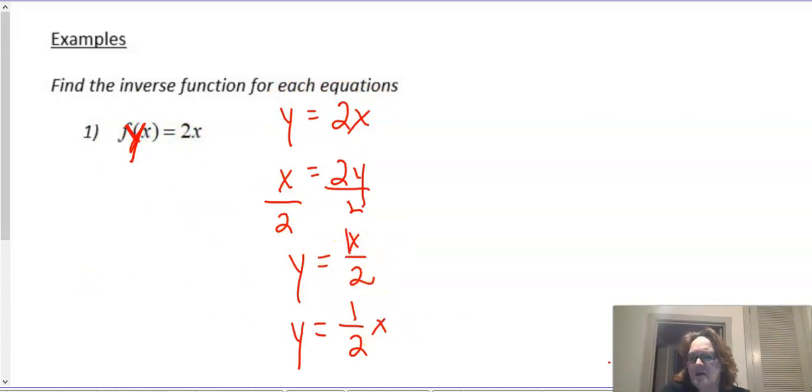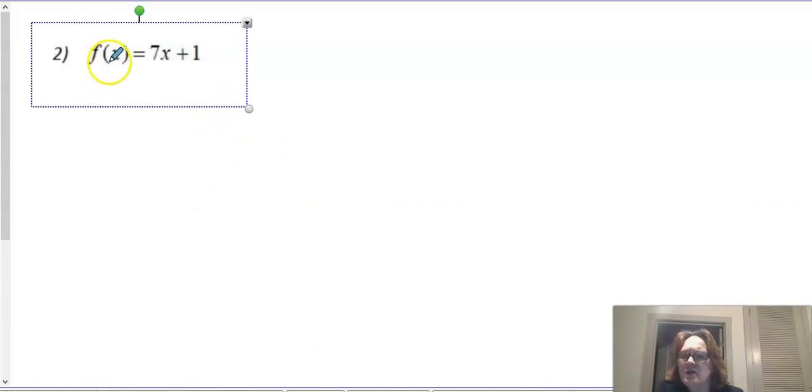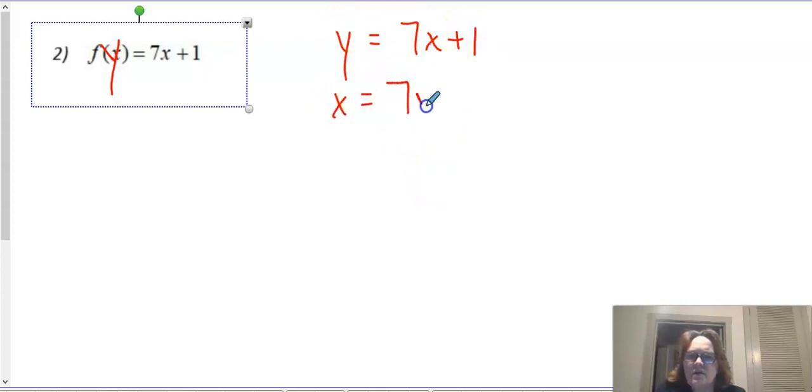So change the f of x to y, switch the y and the x, and then solve for y. Okay, let's try another one. Let's make this a y, and we're going to rewrite this. y equals 7x plus 1. And then switch the x and the y. Put the x here and the y here. Now just solve for y.